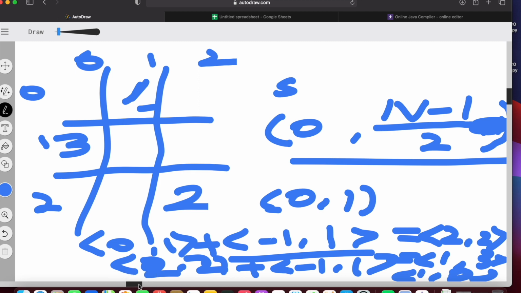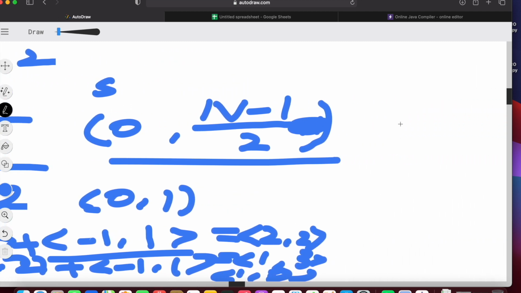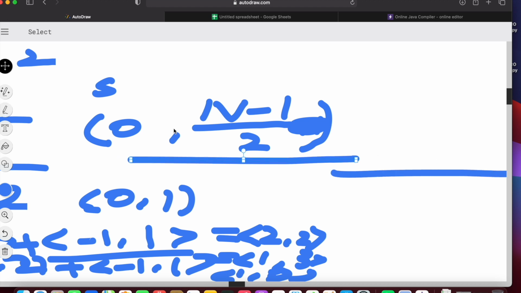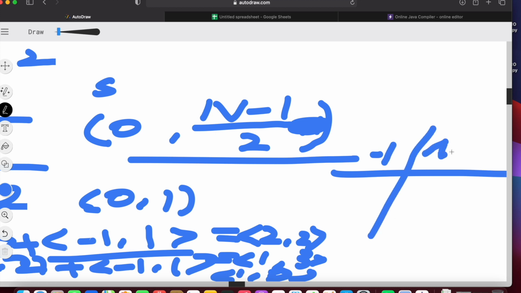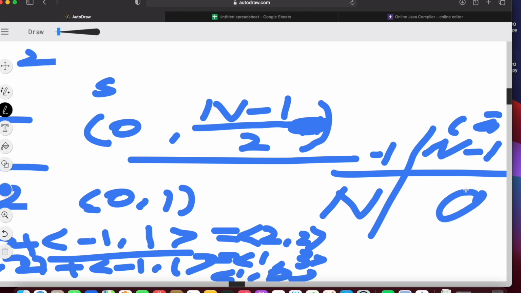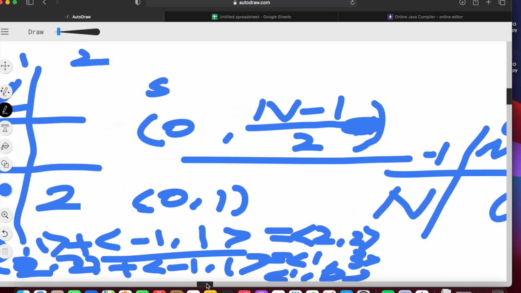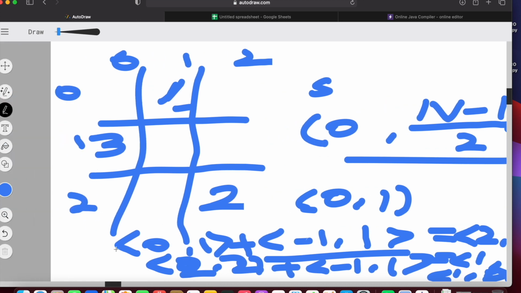Remember, I will tell you a rule here. If you see negative 1, you just automatically convert it to n minus 1, which here is 2. If you see n, you just simply convert it to 0. So the third point will be here. And then we add a 1, 0, which is 4 here. And then we add 1, 1, this is 5. And then we add negative 1, 1, this is 6.